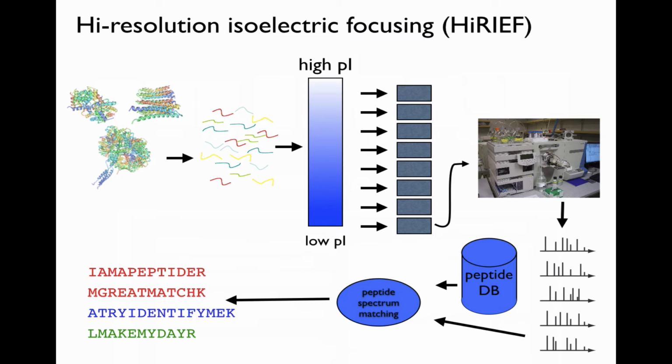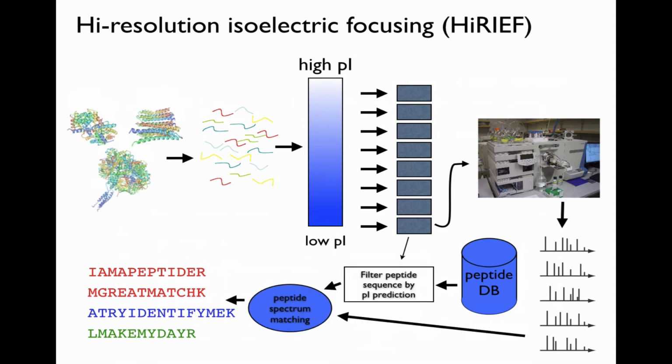However, when we looked at this procedure, we realized that there's actually more to be done here. We could optimize this design as well by restricting our peptides using isoelectric point prediction. Isoelectric point prediction can be made by various algorithms. We had an in-house algorithm for doing this. So in this case, we can not just reduce the complexity of the sample prior to injecting it into the mass spectrometer, we can also reduce the complexity of the database that we search against.